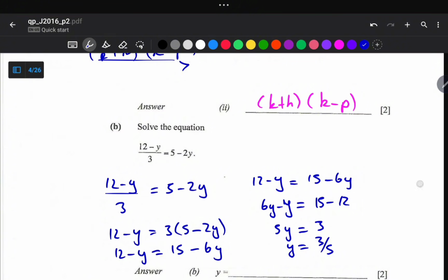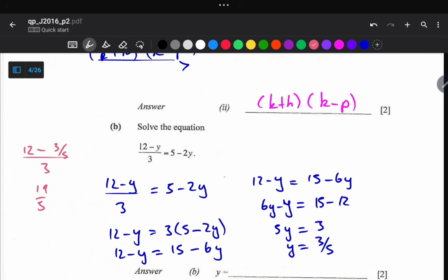Okay, so let us test the equation (12 minus y) over 5 being equal to 5 minus 2y with this value of y, 3 over 5. So if y is equal to 3 over 5, this value of y must satisfy this equation. So it is now 12 minus our y, which is 3 over 5 divided by 3. If we punch this on our calculator, it is 12 minus 3 over 5 divided by 3, which is equal to 19 over 5.